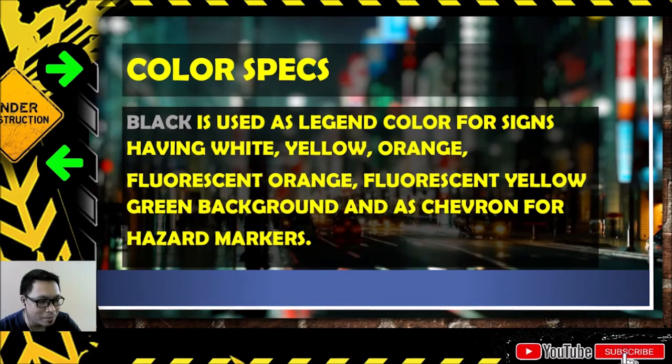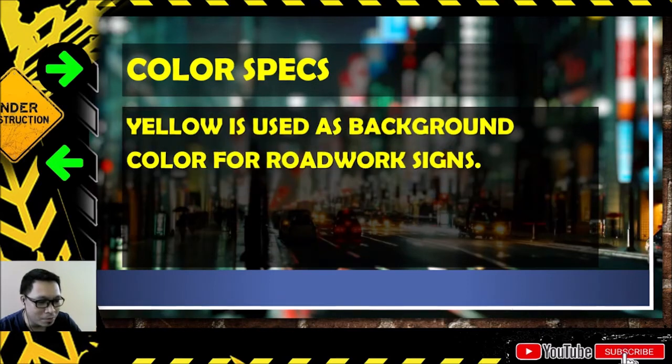Then we have the black, which is used as a legend color for signs having white, yellow, orange, fluorescent yellow-green background, and as a chevron for hazard markers. Legend, what we mean by legend, it is used for fonts, for some text, or color for the symbols. So that is what is meant by legend here.